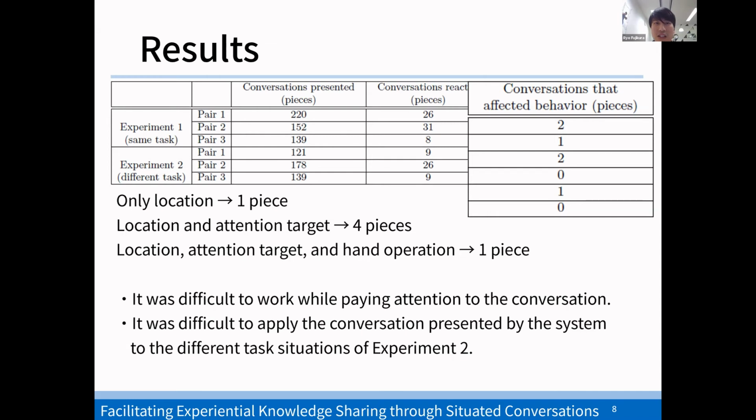There's only one case where we could find a good effect of provided conversation in the case of different tasks. There are several reasons for this. First, it was difficult to work while paying attention to the conversation. Two, it was difficult to apply the conversation presented by the system to the different task situations of experiment 2.